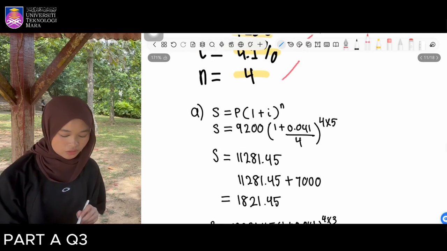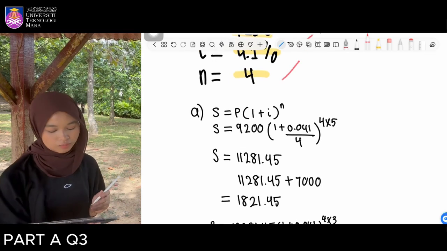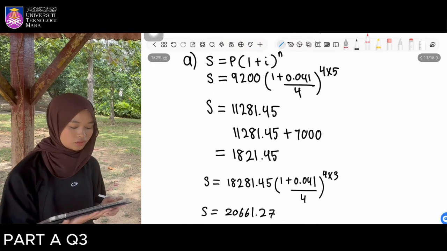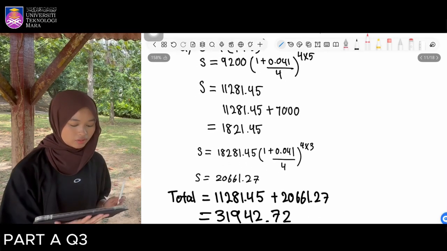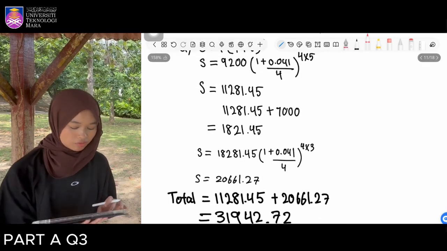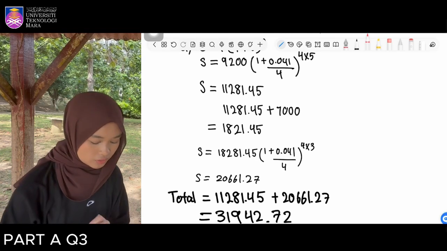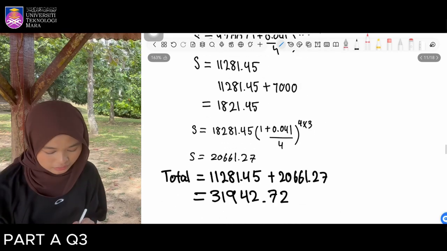So S equals 19,200 in bracket 1 plus 0.041 over 4 power 4 times 5. So the answer is 11,281.45. After that, 11,281.45 plus 7,000. So the answer is 18,281.45.